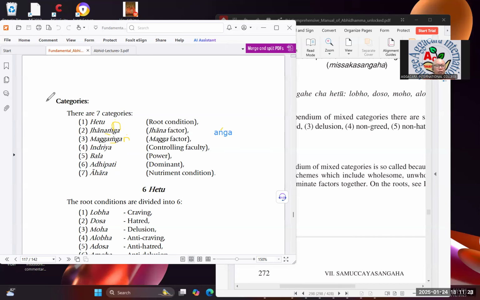So actually, up to this point, how many do you see in Patthana? Hetu you see, Jhana you also see in Patthana. Magga also, this one you also see in Patthana. Ahara is also another, Ahara Paccaya. So if you compare here with what you learned before, Hetu Paccaya, Jhana Paccaya, Magga Paccaya, Ahara Paccaya. So you can just make a remark: these are related to Patthana.